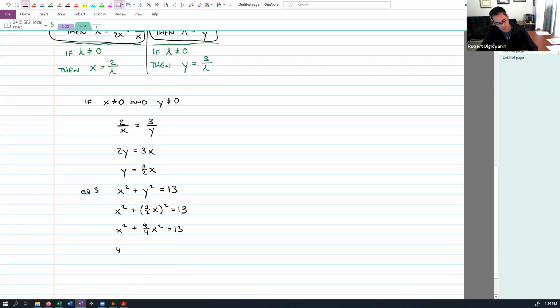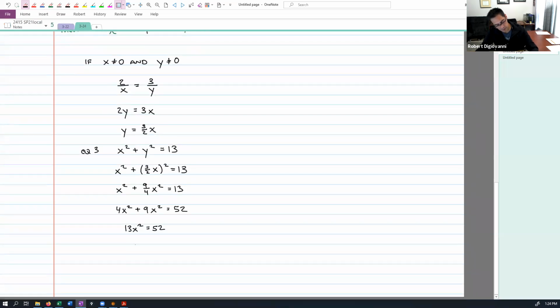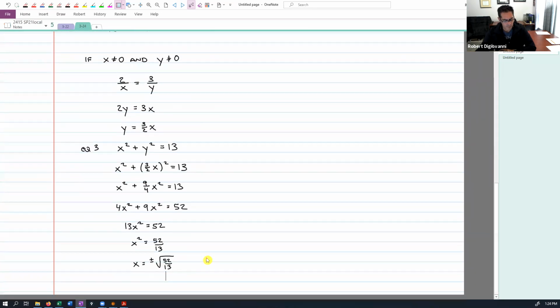If I were doing this, I'd probably clear the fractions out by multiplying both sides by 4, or 52. And then I get 13x squared equals 52. So x squared is 52 over 13, and x equals plus or minus the square root of 52 over 13. All right, that makes sense?